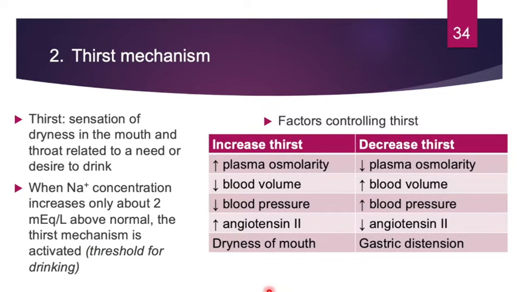There are several factors that may increase or decrease the sensation of thirst. Factors that may increase thirst include increased plasma osmolarity, decreased blood volume, decreased blood pressure, increase of angiotensin II, and dryness of mouth, whereas the factors that may decrease thirst include decreased plasma osmolarity, increased blood volume, increased blood pressure, decrease in angiotensin II, as well as gastric distension.